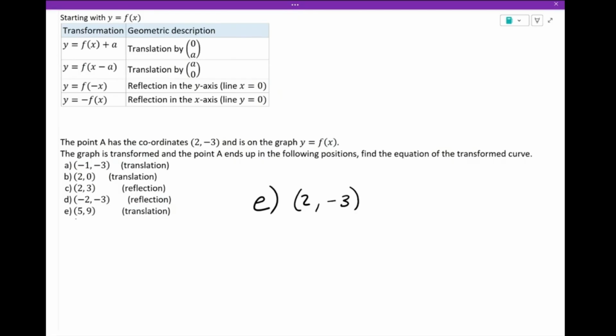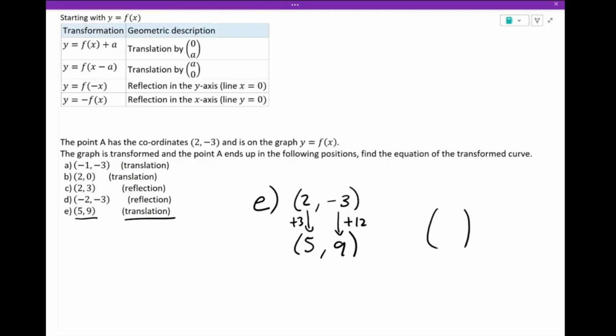So we've ended up in the position 5, 9. And we're back to a translation. So let's compare both of our coordinates and see what's happening. So to get from 2 to 5, we'd have to add 3. To get from -3 to 9, we'd have to add 12. So both coordinates have changed. So therefore, our translation vector will have a non-zero horizontal component and a non-zero vertical component.